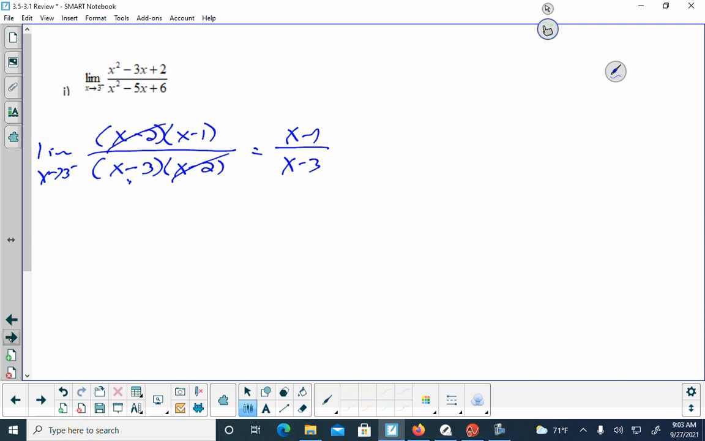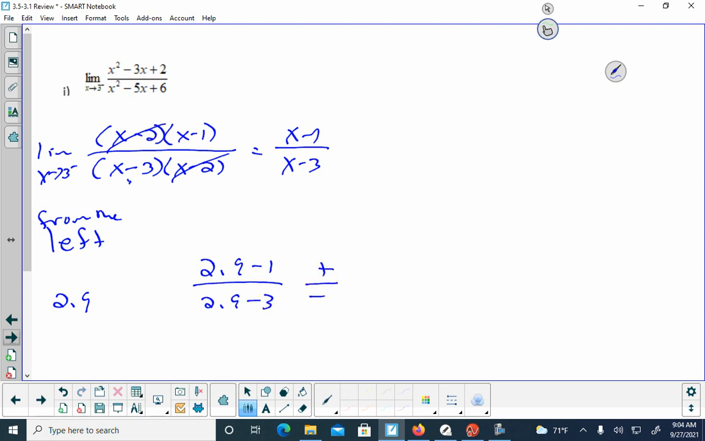But since I'm coming from the left, I'm going to pick like 2.9. So I'm going to have 2.9 minus 1 over 2.9 minus 3. So this will be a positive number over a negative number. So this whole thing is going to approach negative infinity. Again, if I graphed it, I would see that, and I could do it that way.